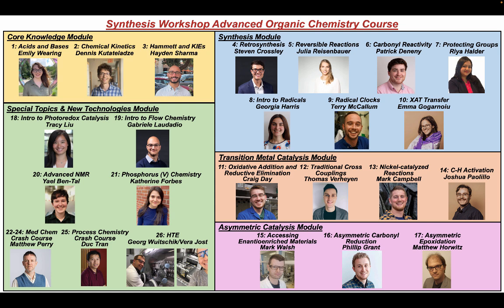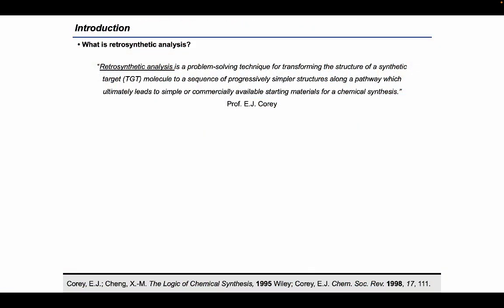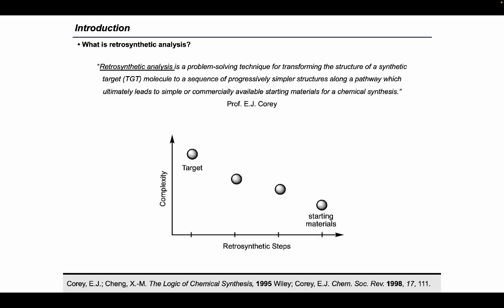It's my pleasure to present a tutorial on the topic of retrosynthetic analysis. In the words of Professor E.J. Corey, retrosynthetic analysis is a problem-solving technique for transforming the structure of a synthetic target, or TGT, molecule to a sequence of progressively simpler structures along a pathway which ultimately leads to simple or commercially available starting materials for a chemical synthesis. Graphically, this can be depicted as reducing the molecular complexity of a target molecule through a series of synthetic steps until one arrives at simple or commercially available materials.